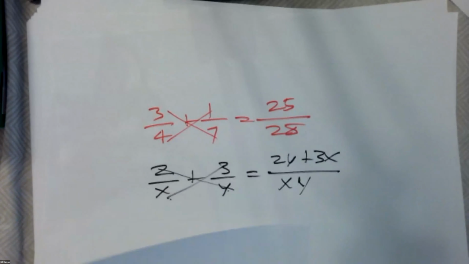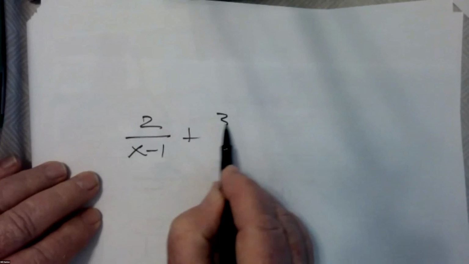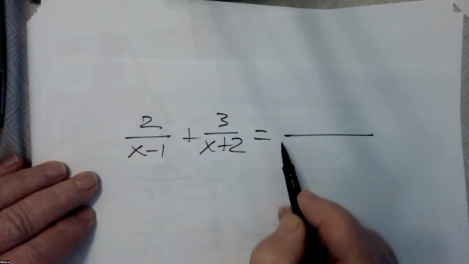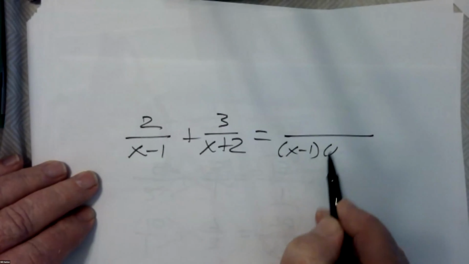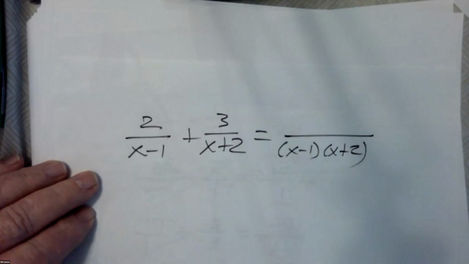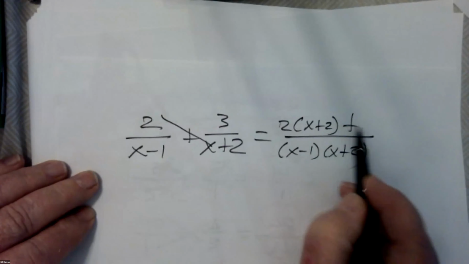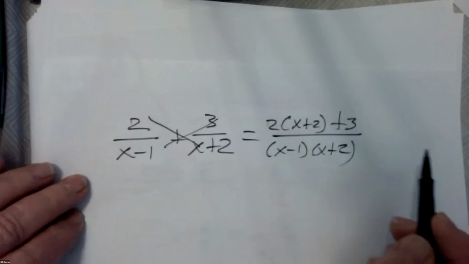Okay. Now, what's nice about math is you can never make it harder. You can only make it longer. So let's say I have a problem like 2 over x minus 1 plus 3 over x plus 2. My common denominator is going to be x minus 1 times x plus 2. My numerator is going to be 2 times x plus 2 plus 3 times x minus 1.